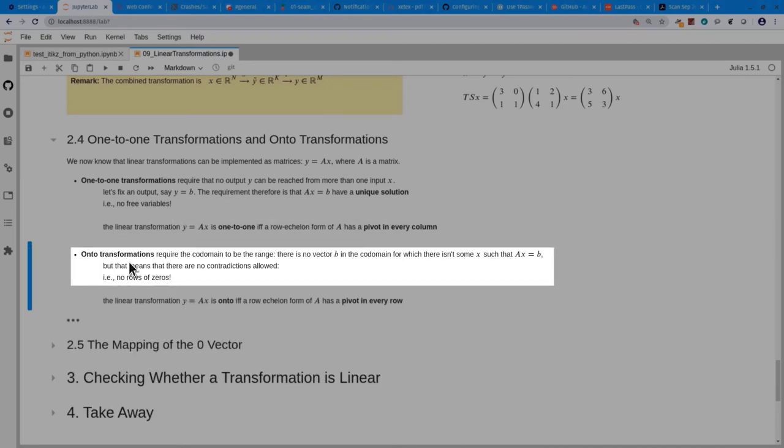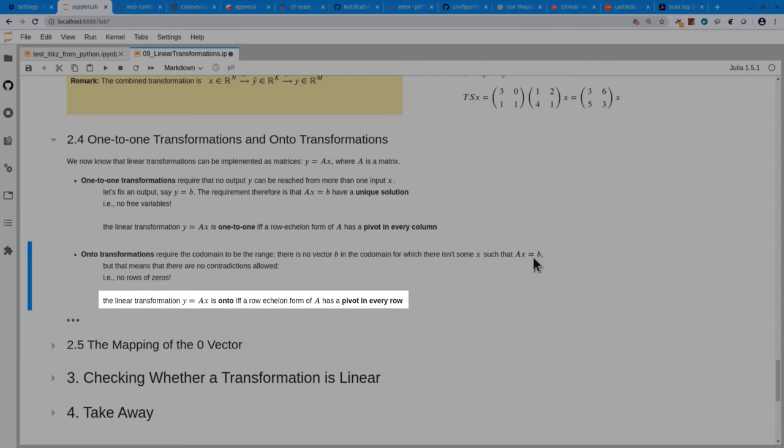An onto transformation, let's see, the definition of onto means that the codomain is the same as the range. So if I look at some output of Ax, call it b again, what we are saying is that Ax equals b, that equation has to be satisfied for any possible b, for all possible b's in my codomain. But that means that for Ax equals b, I can't have any contradictions, because the moment I have a row of zeros in a row echelon form of A, I know that there are vectors b that I cannot reach. So no contradictions allowed. No rows of zeros in a row echelon form of A. Therefore, a linear transformation y equals Ax is onto if and only if a row echelon form of A has a pivot in every row.